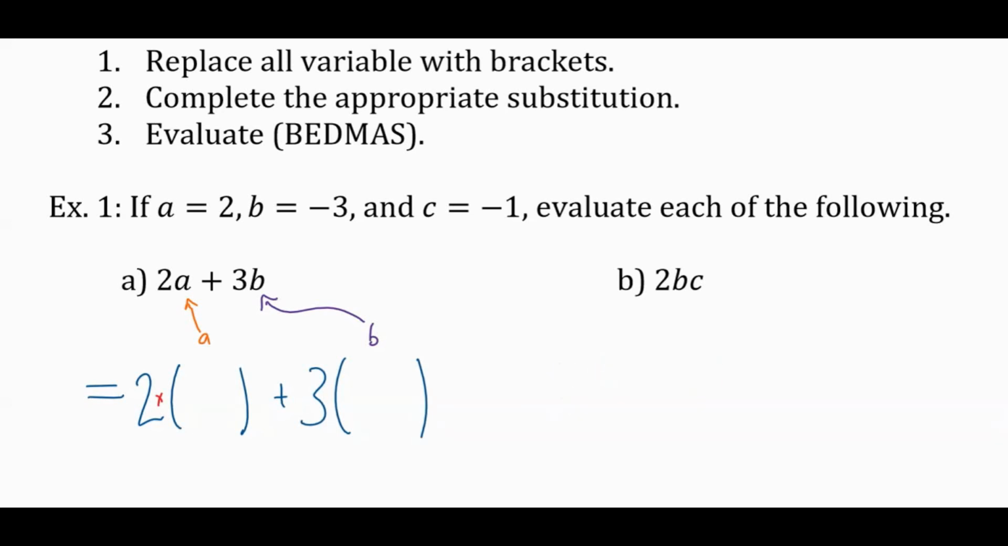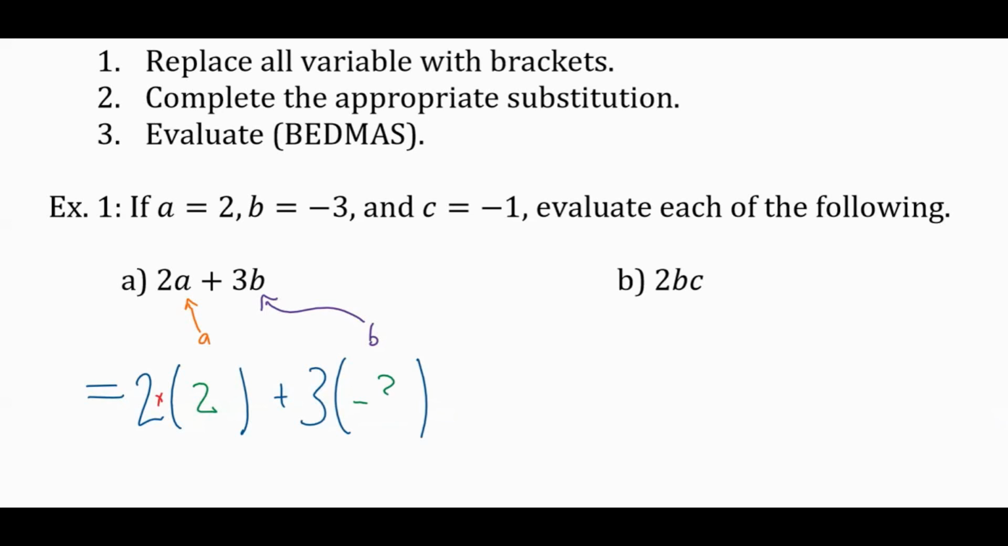Okay? So now what I do is I take the values for A and sub it into all the brackets that had A. So A was 2, so I'm putting a 2 in there. You don't have to do it in a different color. I'm just doing it to show the process of how we did this. And this bracket came from B, so I go find the value for B and I put it in the bracket. So that's where the actual substitution happens.